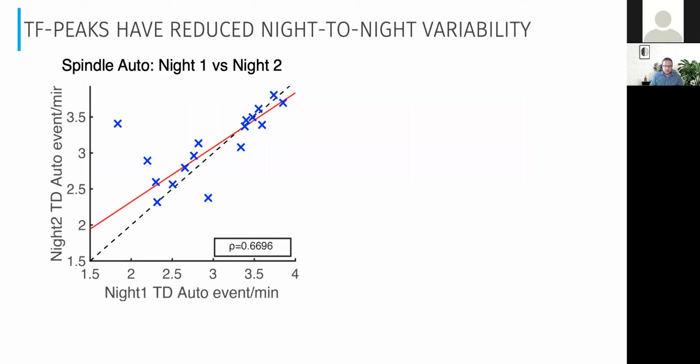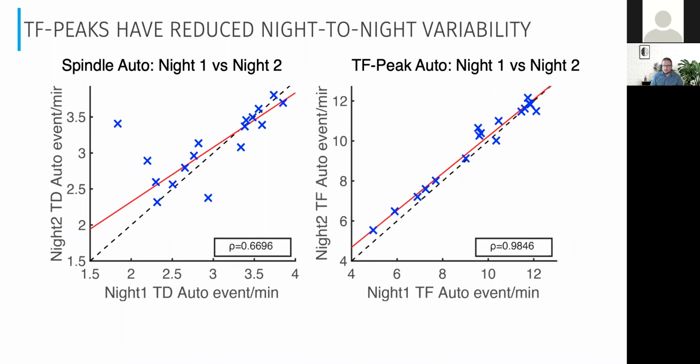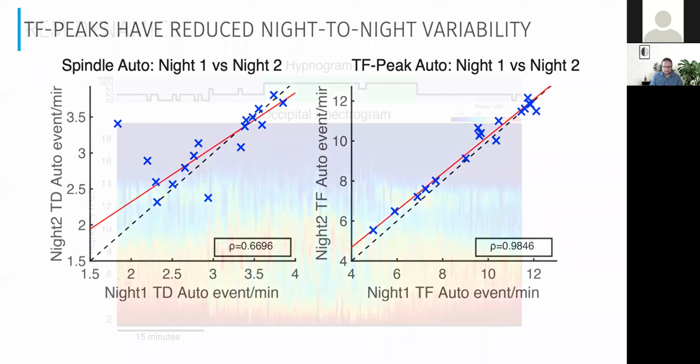And if you look at things like night-to-night variability, the rate for a subject that was recorded on 2 different nights, how does their spindle rate relate from night 1 to night 2? If we look at traditional spindle detection, we have a correlation of 0.6. But if we look at detecting these time frequency peaks, we have a Pearson's correlation of 0.98. And that's impressive considering that there's 3 to 4 times as many events per things that we observe here. So if they were noise, they would not be helping us.